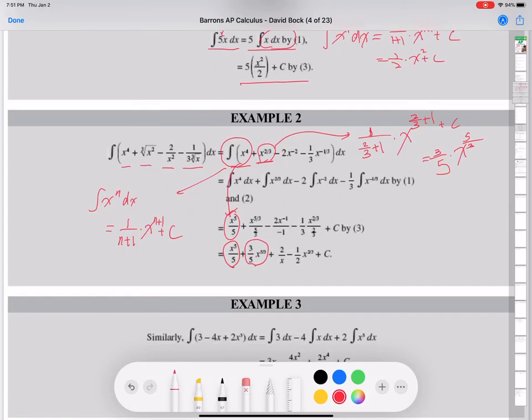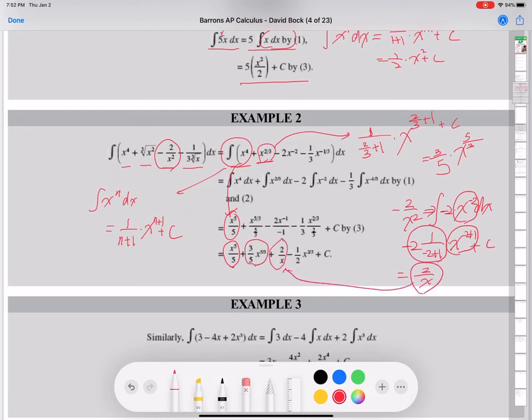And then third part, negative 2 over x squared. So negative 2 over x squared, we can change that to negative 2 times x to the negative second power. So integral of this part, negative 2 is still negative 2. And then this part n is negative 2. So 1 over negative 2 plus 1 times x to the negative 2 plus 1 plus c. So this part is going to be positive 2. And then this part is x to the negative first power, 2 over x. So second part is 2 over x.